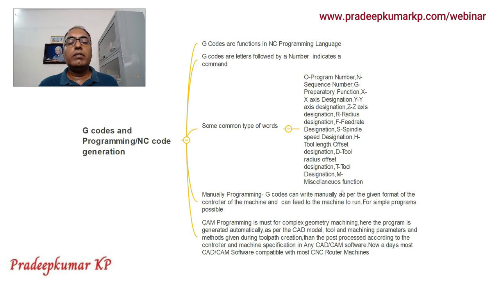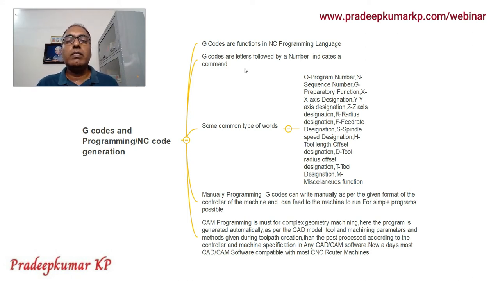Next we will see what G code programming and NC code generation are. So what is there in the G code? In G code, there are functions in the NC programming language, different functions that it is going to do. G codes are letters followed by numbers that indicate a command. A word starting with G we call a preparatory code, M is a miscellaneous code, S is for the spindle speed, F for the feed rate, like that.